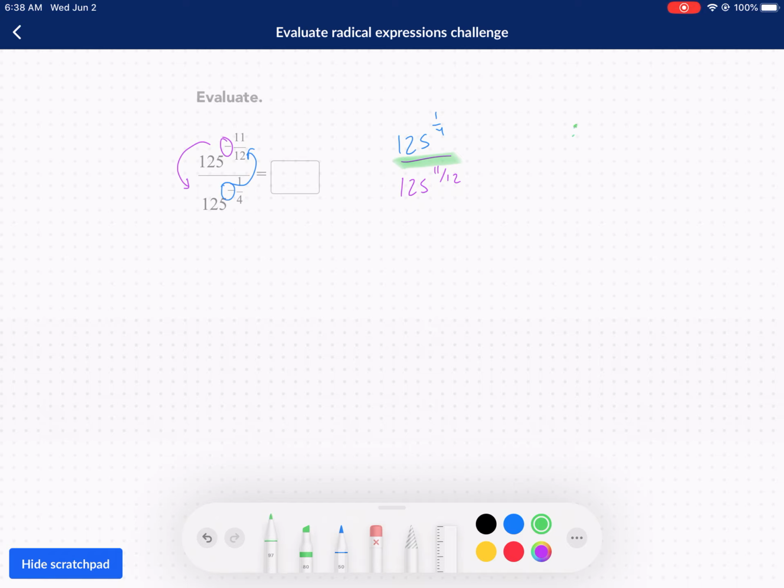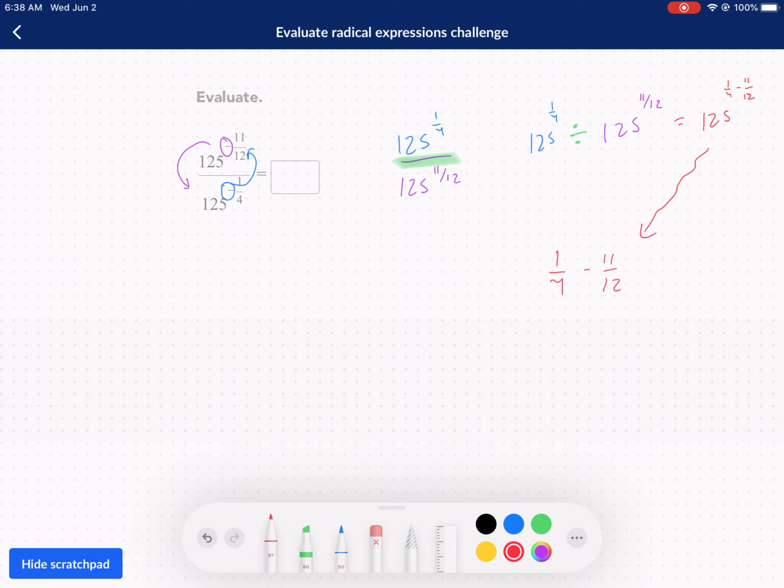So we're going to have divide. And anytime we have divide with like bases, it means we are going to subtract exponents. 11/12. What does this become? Well, we're going to have 125, and then we have 1/4 minus 11/12. That's one of our exponent rules. So now we just need to simplify 1/4 minus 11 over 12.